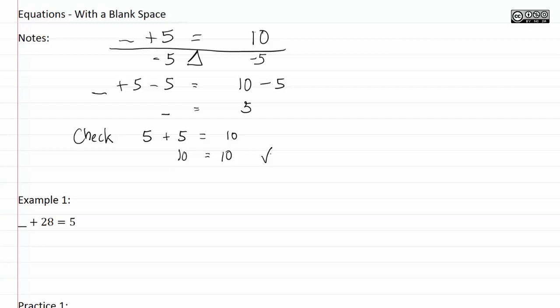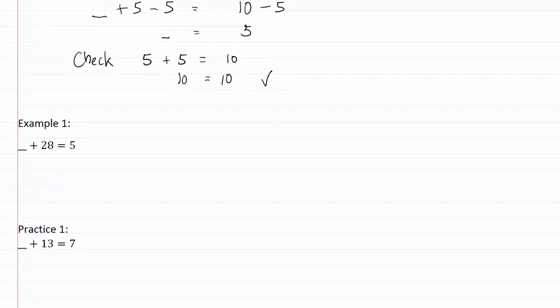So now I'm going to look at example 1. In example 1, we have our blank space plus 28 is equal to 5. So again, this is balance right here. We have this equal sign. And I've got a blank space, plus 28. So the operation that undoes addition is subtraction. So I'm going to subtract 28. I do it to one side, I also have to do it to the other side of the equation.